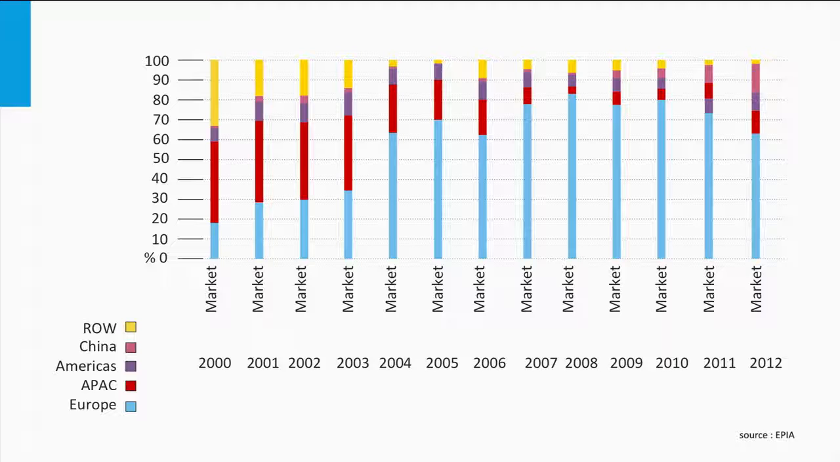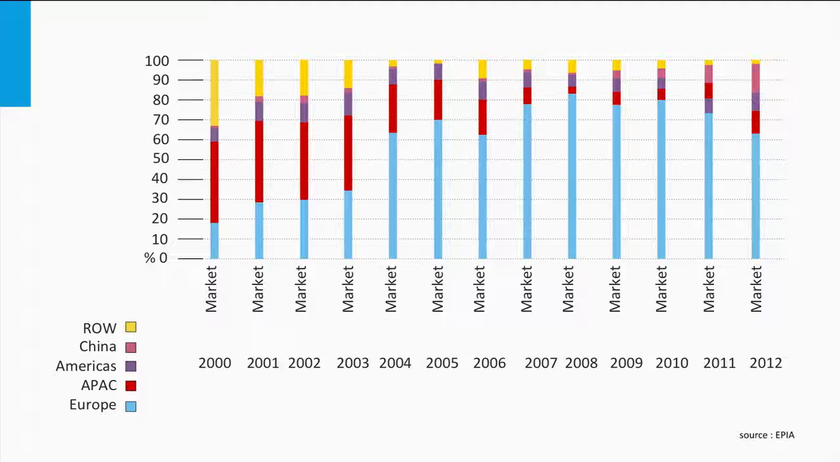This figure illustrates the evolution of the worldwide supply and demand of PV modules in the various regions around the world. Blue represents Europe, red represents the Asian Pacific, mainly Japan, purple the Americas, mainly the United States, and pink represents China. Let's start with the demand. This figure shows that in 2000, the biggest market with a total share of 40% was in Japan.